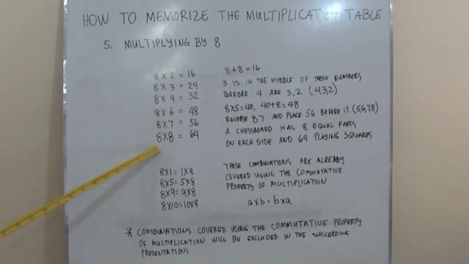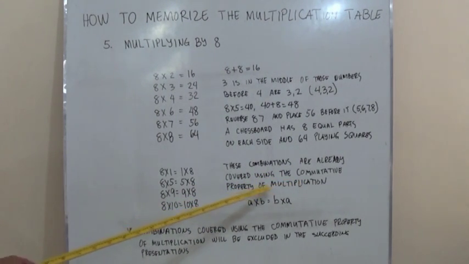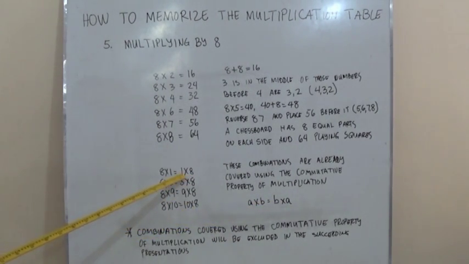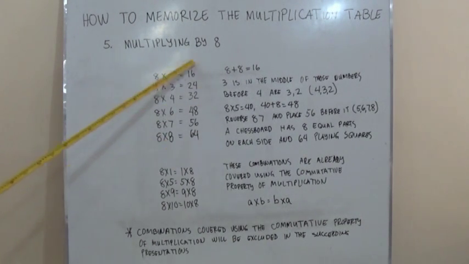If you will notice, there are missing combinations here. They were purposely deleted because those combinations are already covered using the commutative property of multiplication, wherein A times B equals B times A. Remember, we have already covered 1 times 8, 5 times 8, 9 times 8, 10 times 8. So there is no need for us to study these combinations. So we will focus our efforts on these combinations.